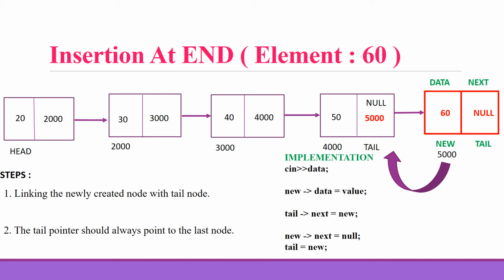Next we will see how to insert the new node at the ending position. The insertion of a new node at the end of the linked list has 2 steps. Step 1. Link the newly created node with the tail node, which means passing the address of the new node to the next pointer of the tail node. Step 2. The tail pointer should always point to the last node, so we will make our tail pointer equal to the new node.